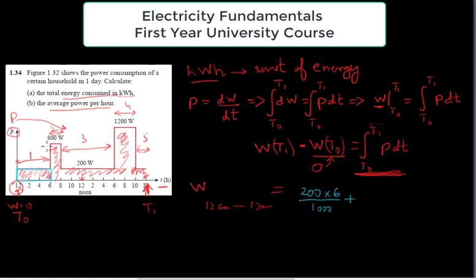The second part is going to be this bigger rectangle, the one with greater height, and you can see it's 6 to 8 on the base, which is 2 hours, and on the height it is 800 watts. So we can say 800 times 2 hours divided by 1000 to convert it into kilowatt hours. Plus, what is the next step?